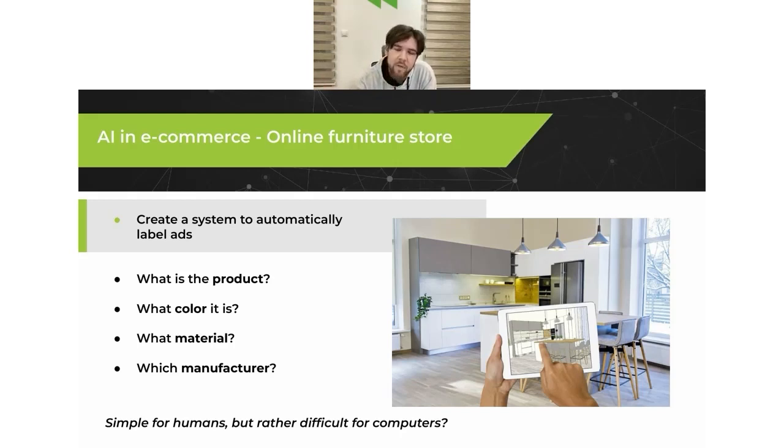You can filter based on product types. So, for example, if you want a couch, or if you want a dining table with a set of chairs, or if you want whatever, you can filter through that. But also, you can filter based on color, based on material, based on manufacturer, and so on. So, how is it done? How is this information initially being provided to their web shop?